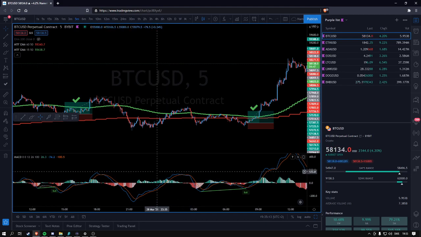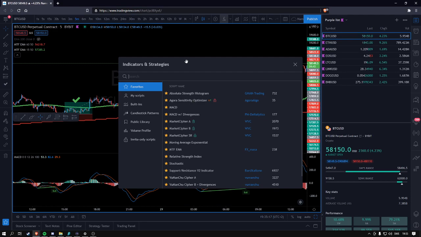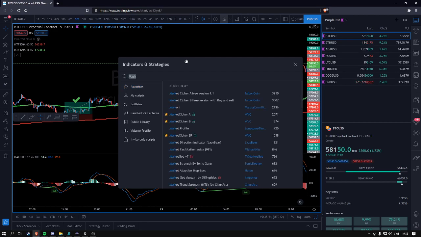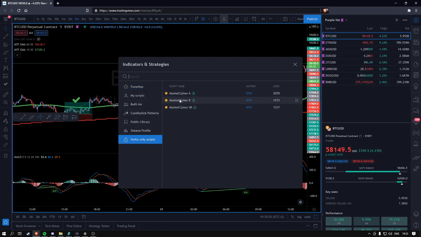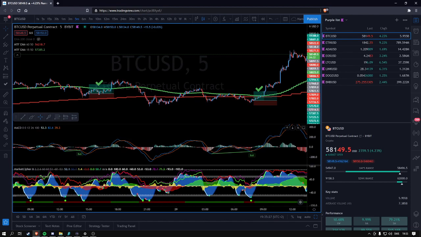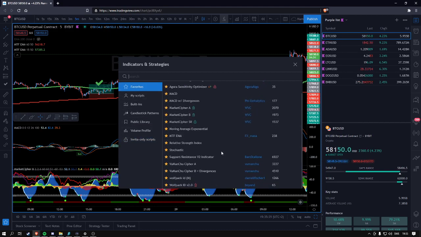Before we continue, we need one last indicator. And it is market cipher B. If you don't have market cipher B, you can use Wuman cipher, which is this one here, Wuman Chu cipher B with divergences, made by Wuman Chu.